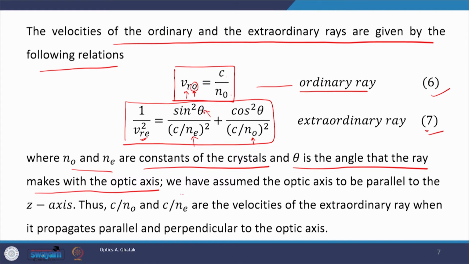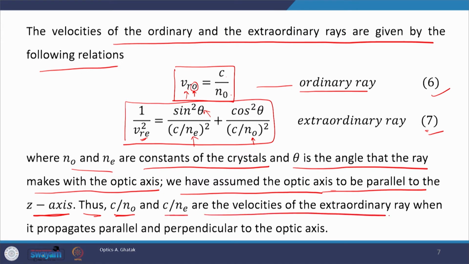Now, we have assumed the optic axis to be parallel to the z axis. In this particular case, c by n_o and c by n_e are the velocities of the extraordinary ray when it propagates parallel and perpendicular to the optic axis. I repeat, in equation 7, theta is the angle between the direction of propagation of the ray and the optic axis. When the ray is propagating along the optic axis, then theta would be 0, and if theta is equal to 0, we can neglect the first term on the right hand side in equation 7.